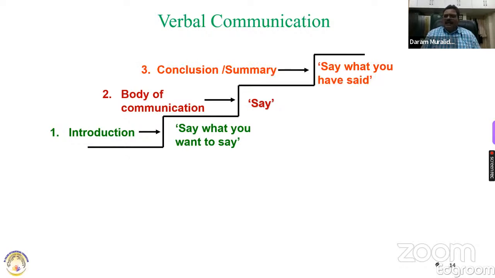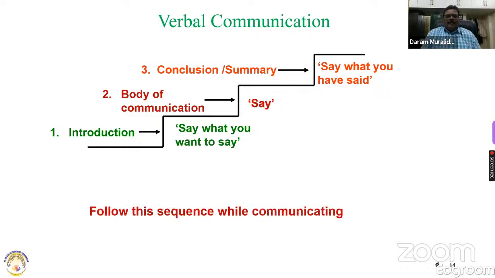That means the participants, the audience, are able to understand your message, and you try to get some feedback from them. That's how you complete your purpose, that is, communicating with a group of people. So these are all the three simple steps. Then follow this sequence while communicating. This is a simple hierarchy.